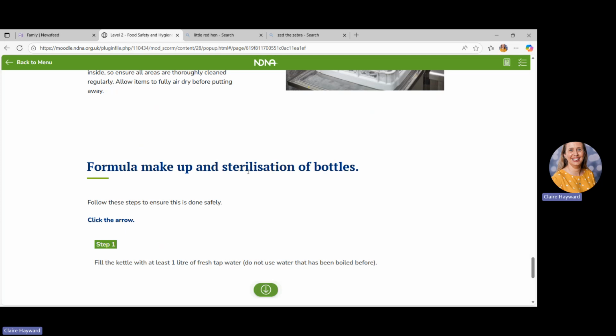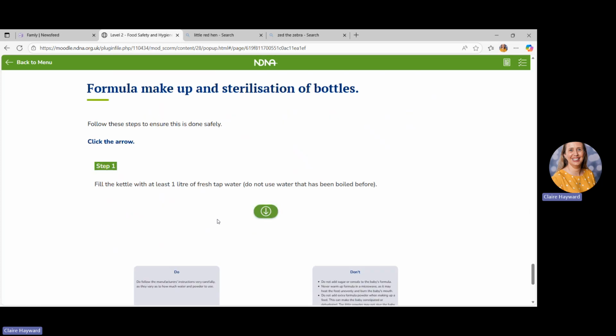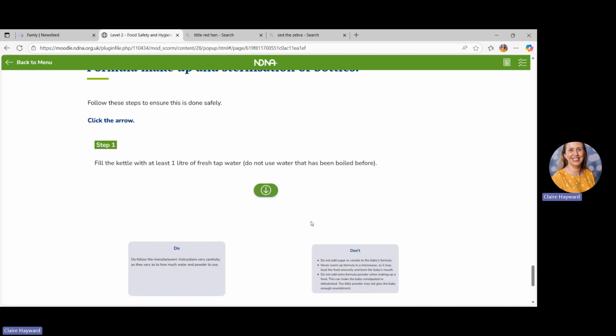Formula make-up and sterilization of bottles. Follow the steps to make sure it's done correctly. Stage 1, fill the kettle with at least 1 litre of fresh tap water. Do not use water that has been boiled before.